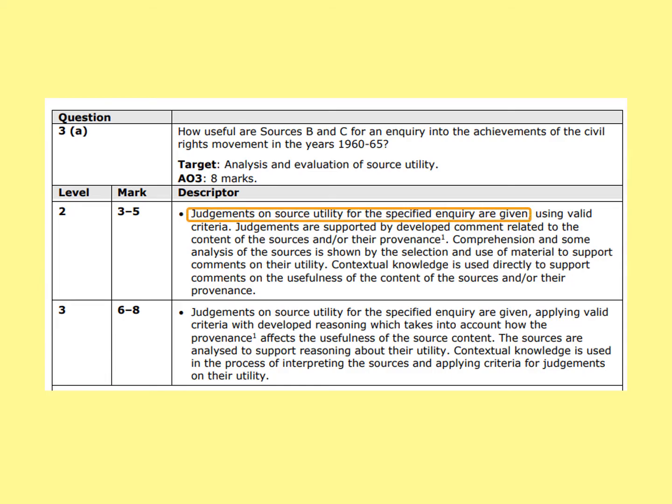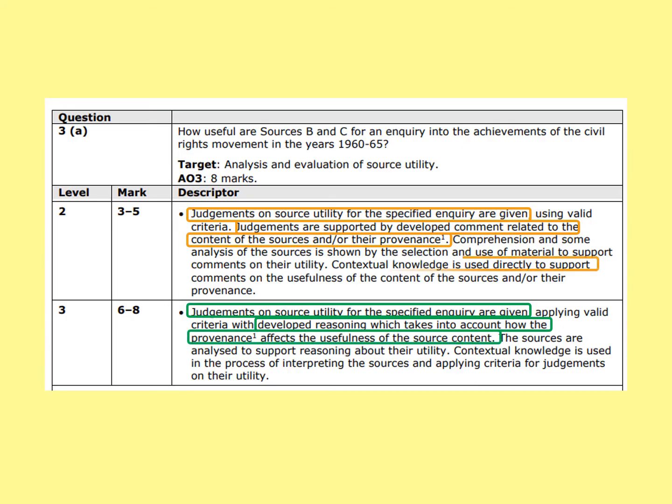Judgments on source utility for the specified inquiry are given, and it says exactly the same thing in level 3. So where's the distinction? Well, it comes here. Using valid criteria. Judgments are supported by developed comment relating to the content of the sources and/or their provenance. Compare that to this: develop reasoning which takes into account how the provenance affects the usefulness of the source content.